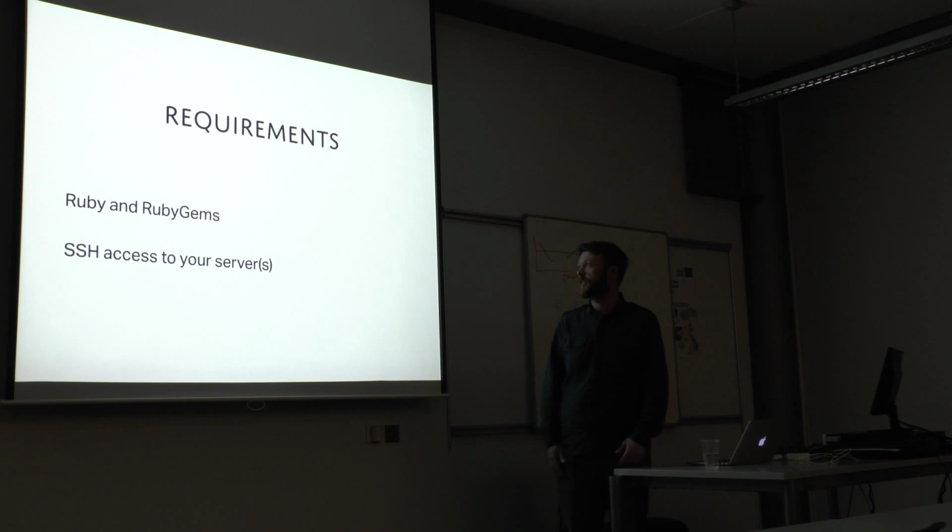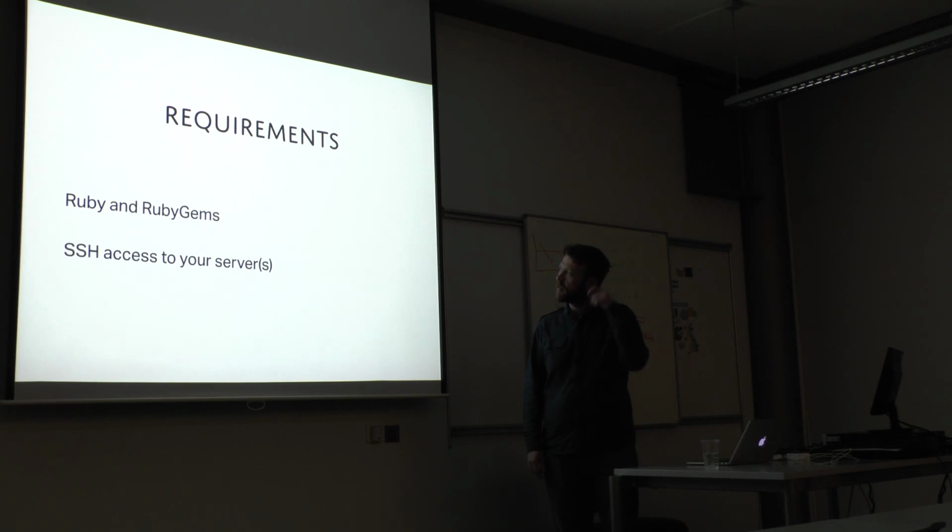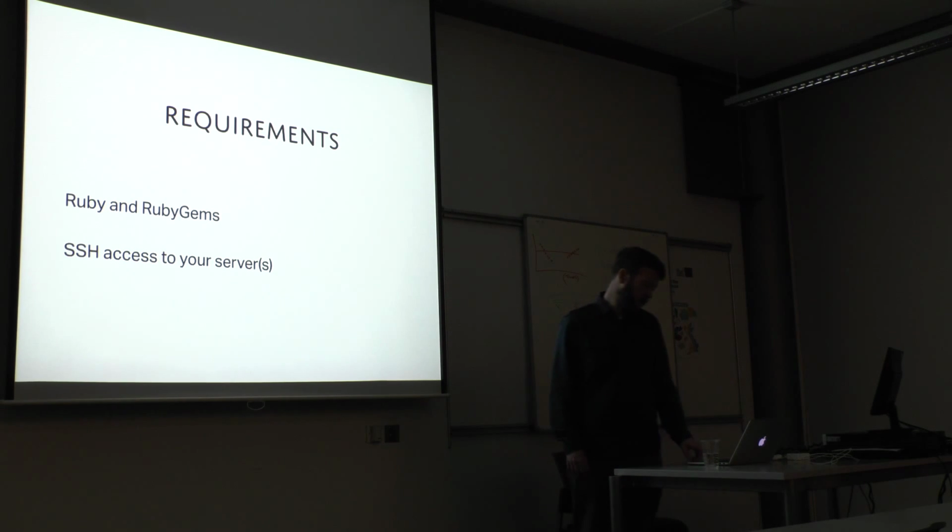As I said before, you will need Ruby and RubyGems to get set up. We won't run through that just yet, but the main thing you will need is SSH access to the server, because Capistrano relies on SSH keys for deployment.